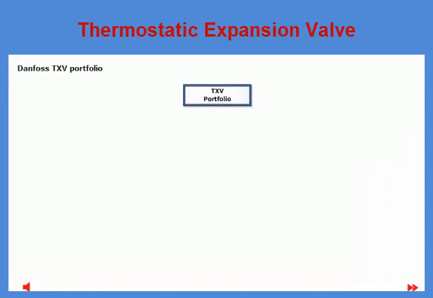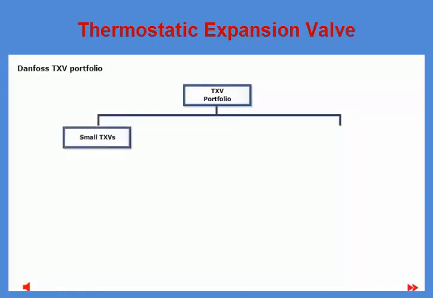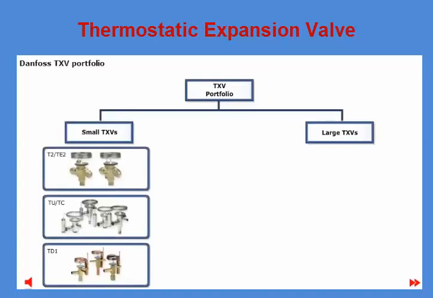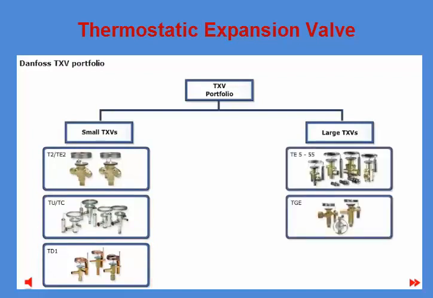The TXV portfolio consists of two different families of valves: small TXVs and large TXVs. The small TXV valves, used for refrigeration units with a power rating of up to 26.5 kilowatts, consist of T2, TE2, TU, TC, and TD1 valves. The large TXV valves, used for refrigeration units with a power rating above 26.5 kilowatts, consist of TE5 to 55 and TGE valves.